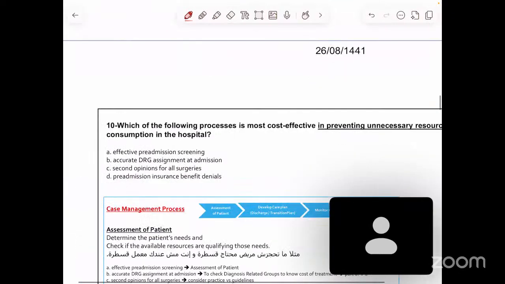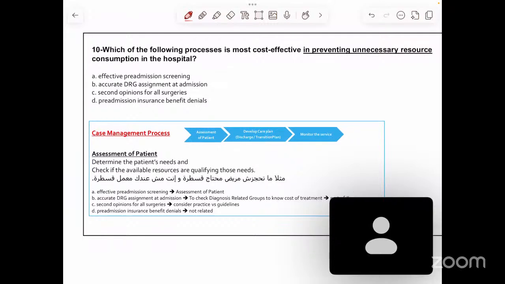Number 10: which of the following processes is most cost-effective in preventing unnecessary resource consumption in the hospital? Letter A, effective pre-admission screening. B, accurate DRG assignment at admission. Letter C, second opinion for all surgeries. And letter D, pre-admission insurance benefit denials. Okay, what's your answer? What's your answer here? Effective pre-admission.